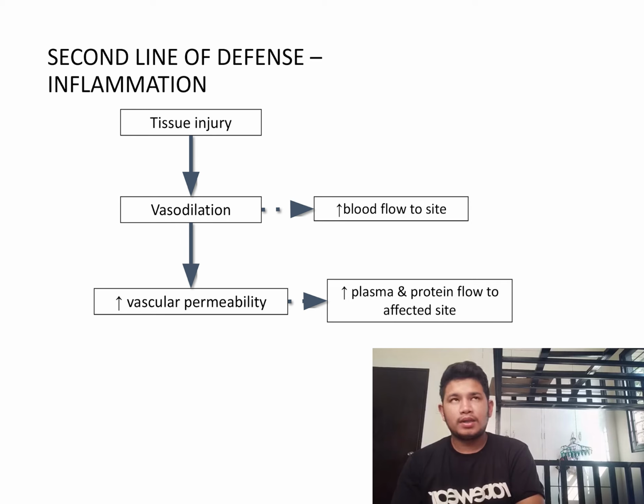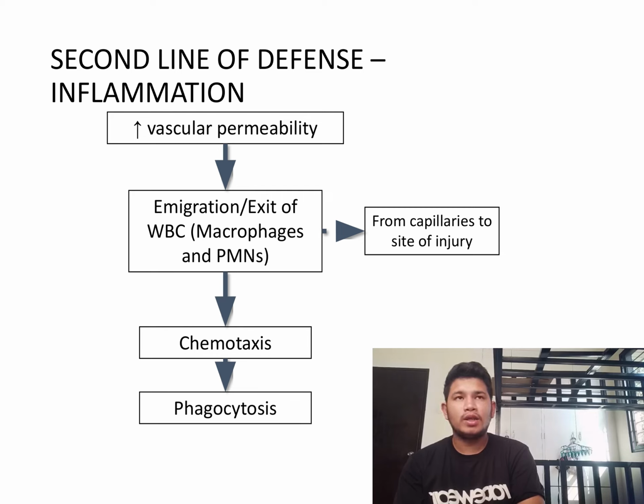Immigration, the exit of WBC or white blood cells, macrophages, and PMNs from capillaries to the site of injury. Chemotaxis, the movement of leukocytes toward sites of inflammation. Phagocytosis, a process that begins when a solid makes contact with the outer cell surface, triggering the movement of the membrane.